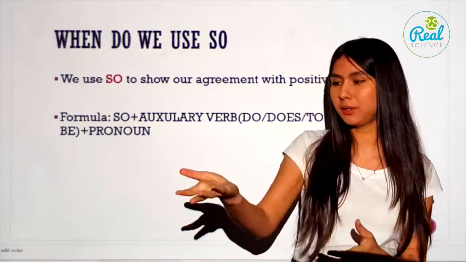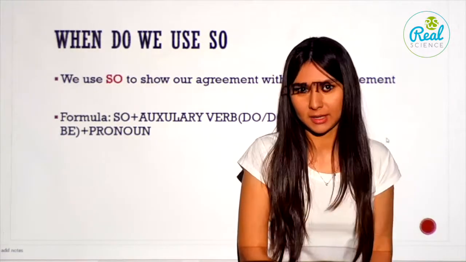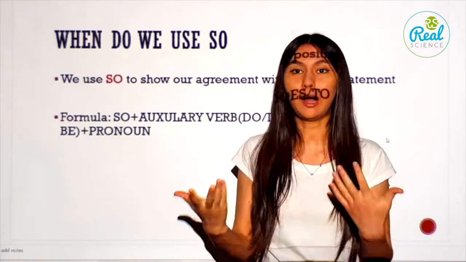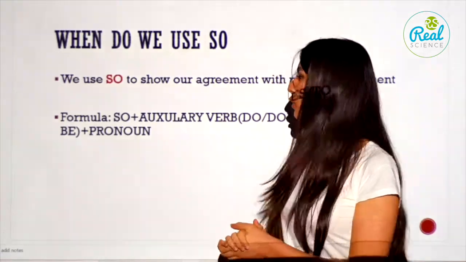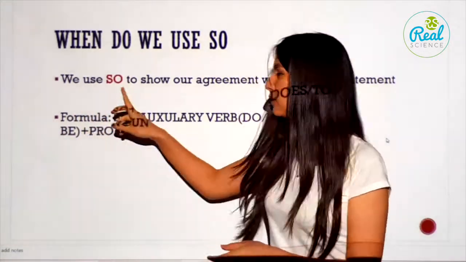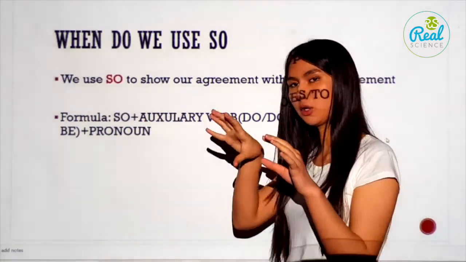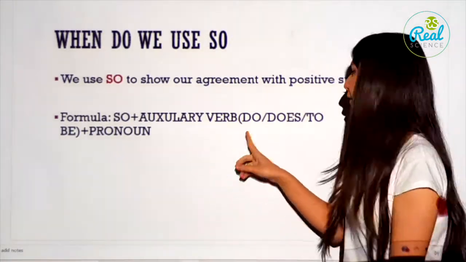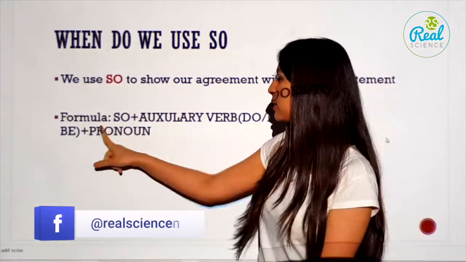So, for example, somebody told something about positive things. For example, I like chocolate, let's say. And the next person says what? So do I. So this is the agreement with a positive statement. Now let's look at the formula. What is the formula for this one? First, you write so, plus auxiliary verb. What kind of auxiliary verbs do we have? Do, does, to be. These are the auxiliary verbs, and plus pronoun.